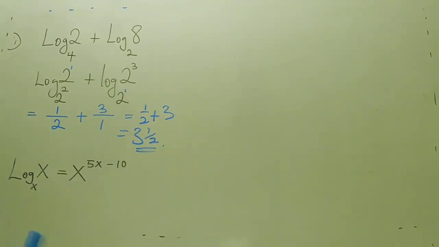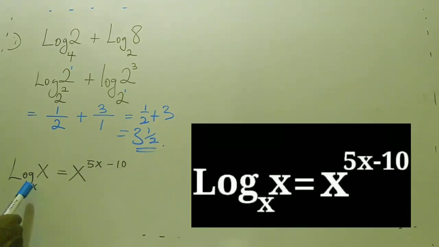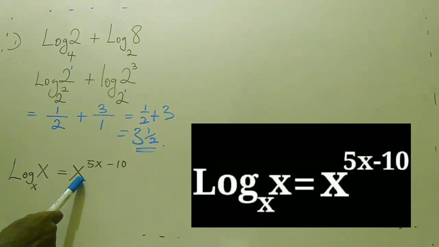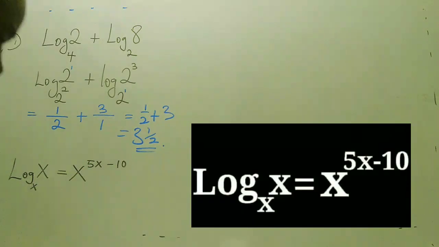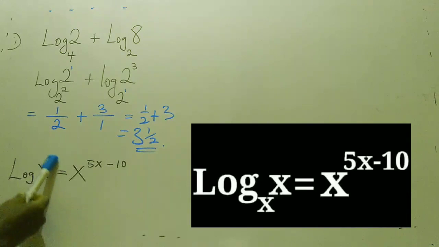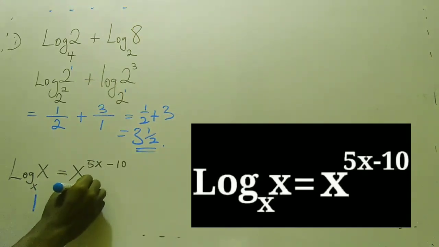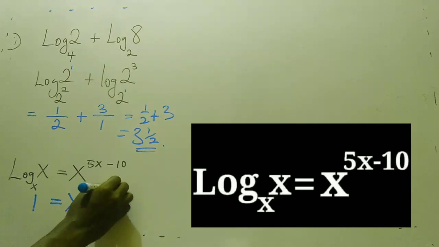Now the second question says we should evaluate log x base x equal to x is equal to 5x minus 10. Now to solve this, we know that there is a law of logarithm that says that when the number and the base are the same, it is 1. So which means everything here is 1. Then we are having x raised to the power of 5x minus 10.